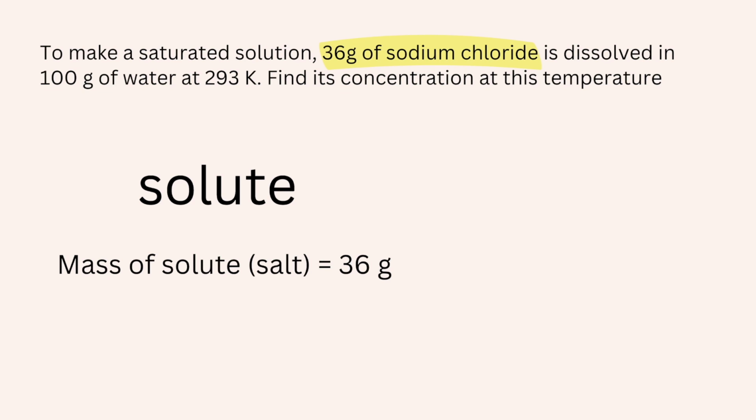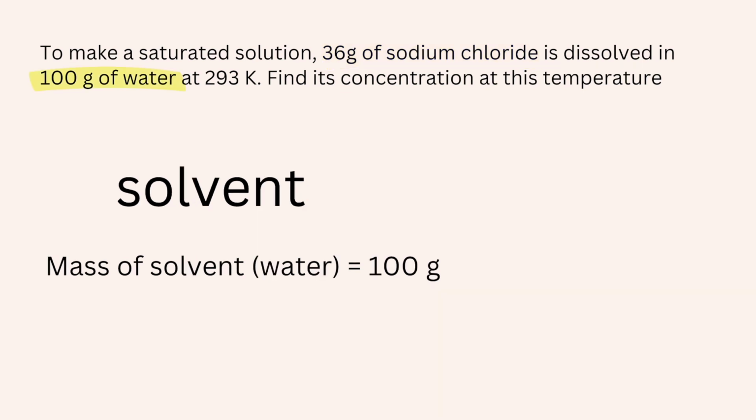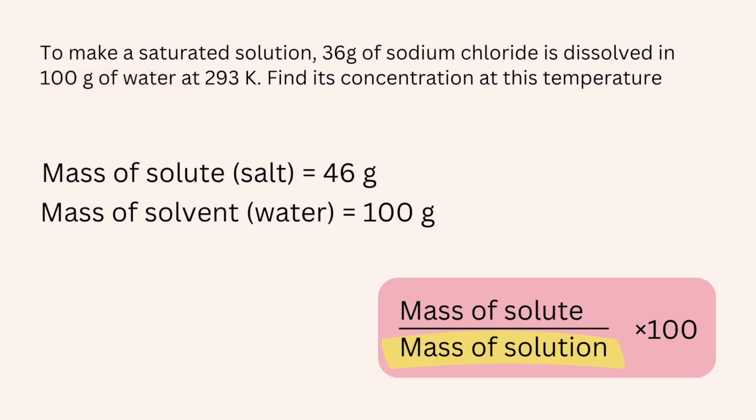Now in this question, to make a saturated solution, 36 grams of sodium chloride is dissolved in 100 grams of water at 293 Kelvin. Find its concentration at this temperature. So this is the question. Now reading this question, you can tell that 36 grams of sodium chloride means the solute is sodium chloride and the mass of solute is 36 grams. And the next part is it has been dissolved in 100 grams of water, meaning that water is the solvent here and the mass of water is 100 grams.